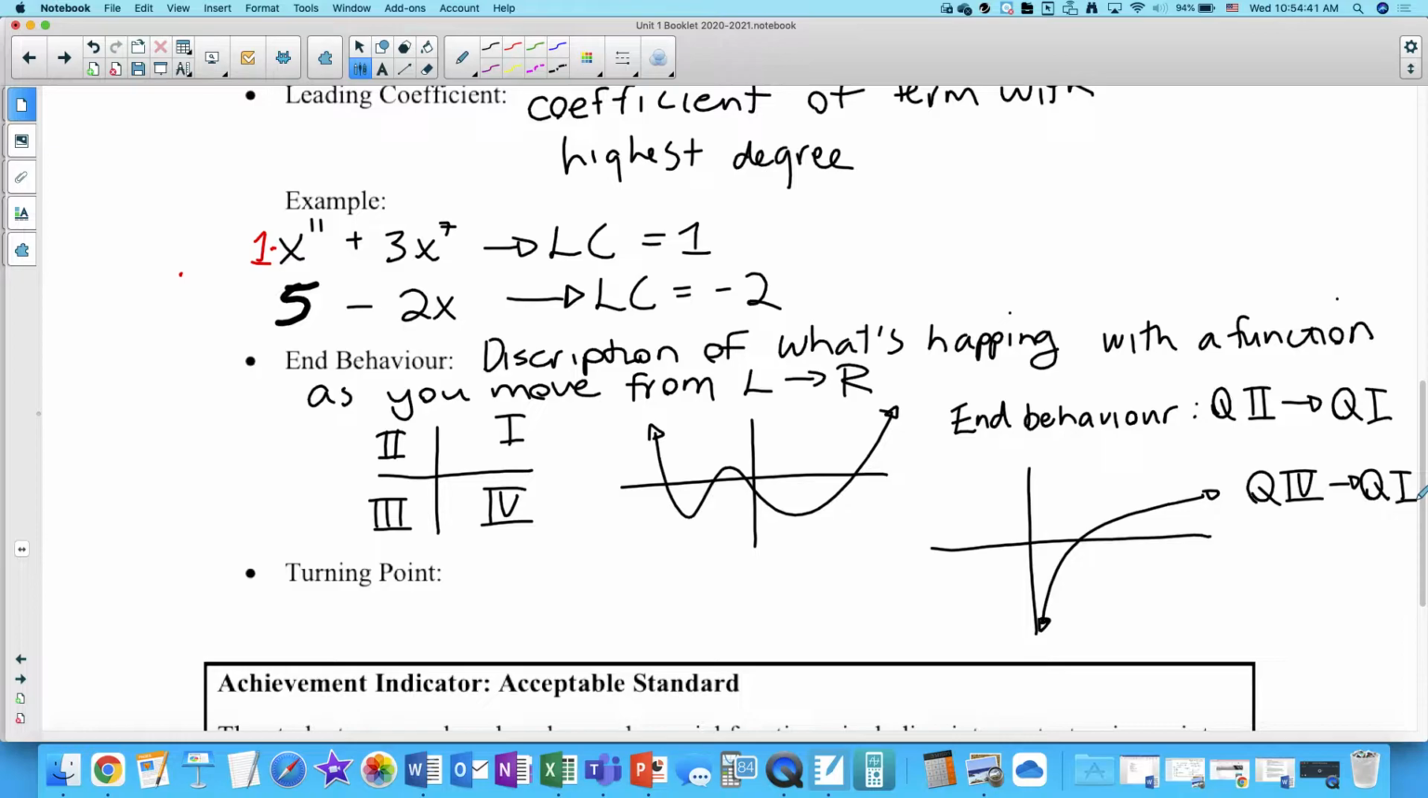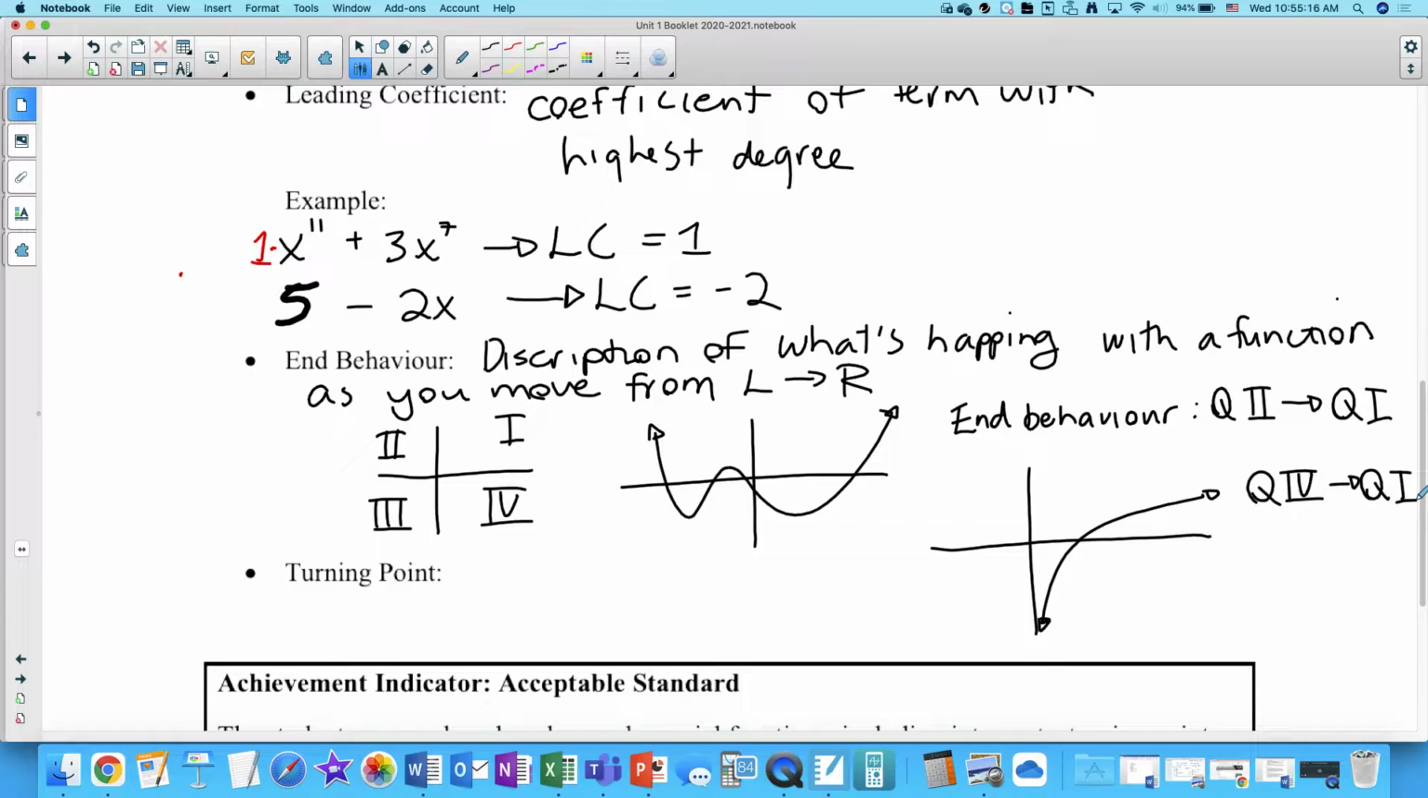Okay? And by the way, another thing that we can say about most functions that end in quadrant 1 is that they're increasing. Because as you go up this way, you're going to be increasing. Okay? The only ones that aren't like that are horizontal lines. Right? A horizontal line could end in quadrant 1, but it's neither increasing nor decreasing. Okay? And then similarly, if a function ends in quadrant 3, we would say it's decreasing.